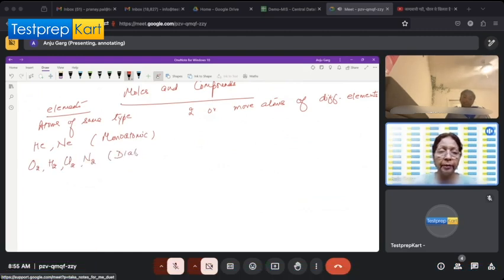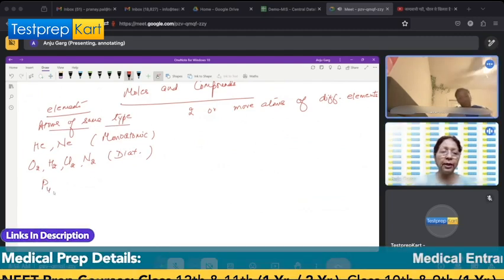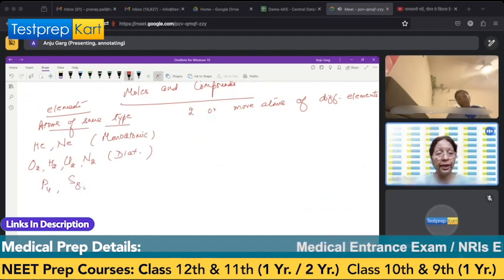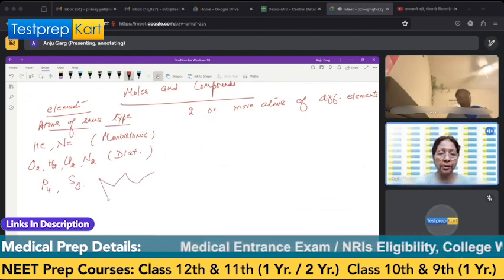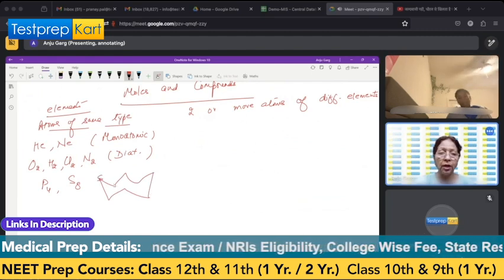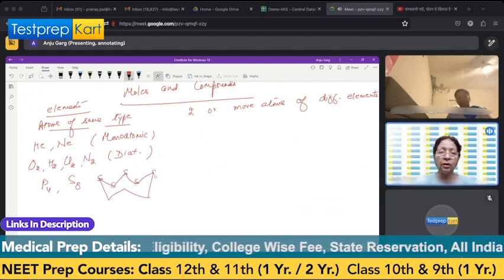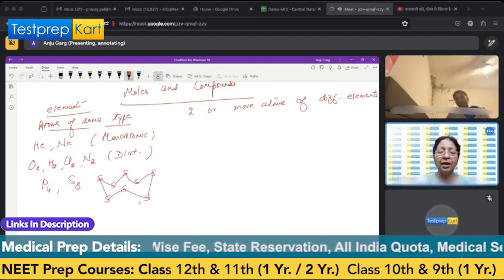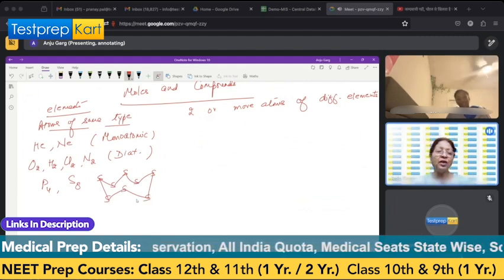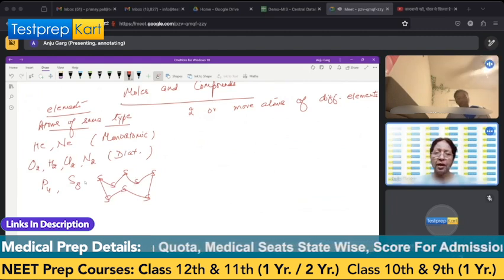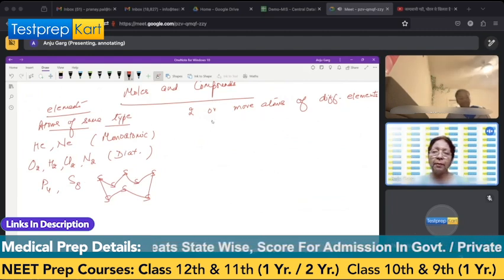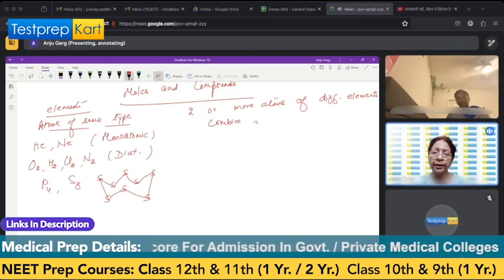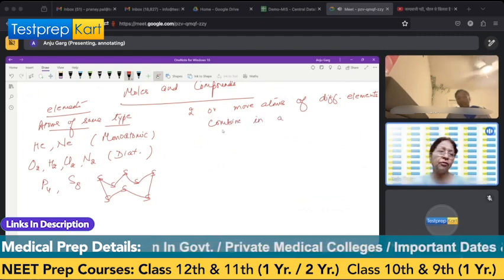How can you justify these are elements? Because they come from the same type of atoms. P4 is an element. S8 is an element. Sulfur contains 8 atoms, and this has a very interesting crown-like structure. All these corners will be sulfurs. In spite of having 8 atoms, it is still an element. In a compound, 2 or more atoms of different elements combine in a fixed ratio. There will always be a chemical reaction. So this is also important. It is not physically present, but chemically combined in a fixed ratio.